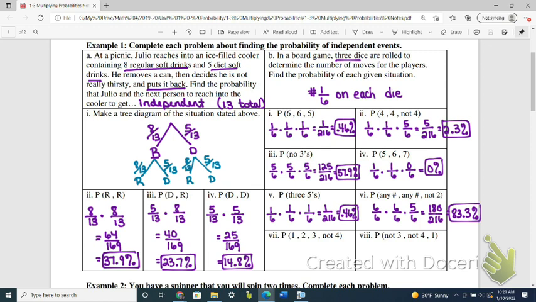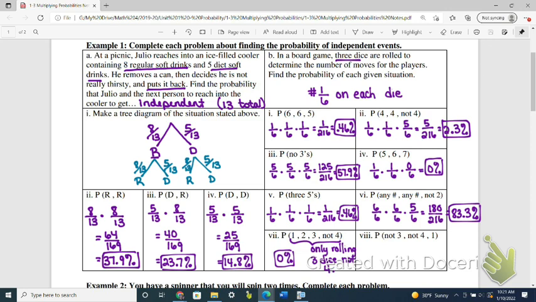Finally, on 7, rolling a 1, 2, 3, and not a 4. Well, up top, we said we are only rolling 3 dice. So can you get 4 numbers from rolling 3 dice? No. So it's 0%. You're only rolling 3 dice, not 4.